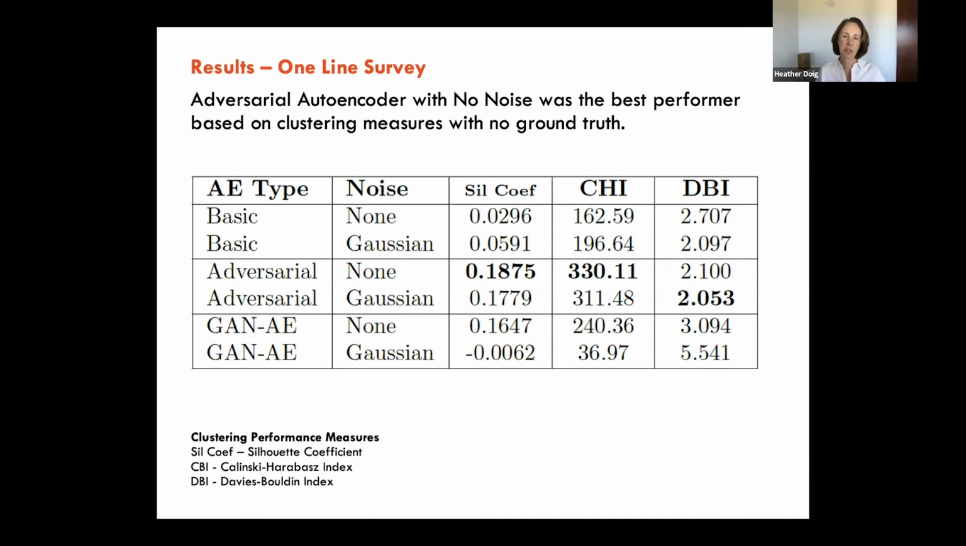Clustering performance measures were used to give a quantitative indication of the clustering quality. The silhouette coefficient, the Calinski-Harabasz index and the Davies-Bouldin index were used. And the best results are shown here in bold, with a higher silhouette coefficient and CHI and a lower DBI indicating better clustering. The GAN AE with Gaussian noise actually gave the worst performance.